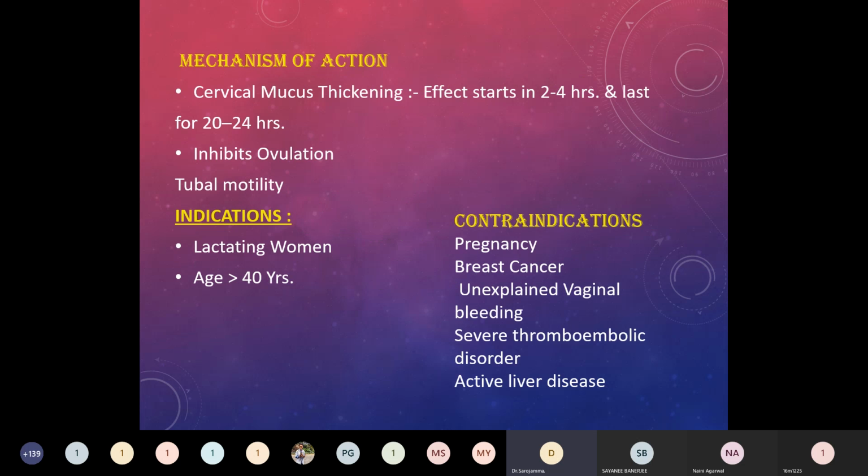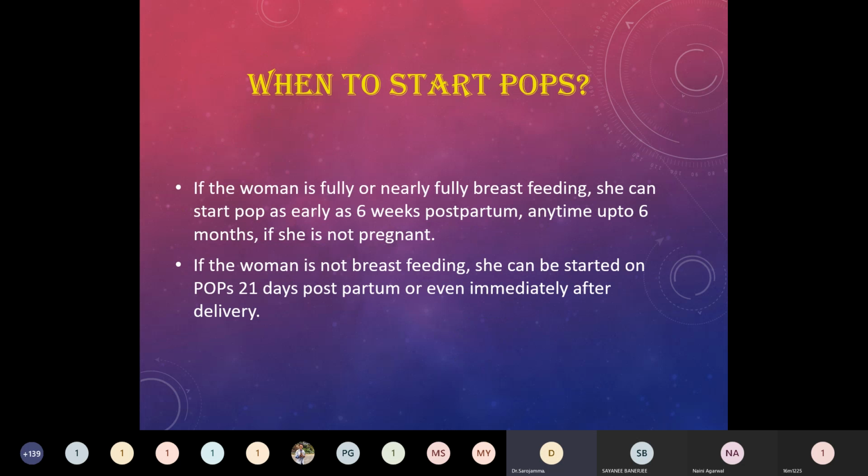Contraindications are when the woman is pregnant, and breastfeeding in the early period, definitely. With unexplained vaginal bleeding we cannot advise it, and with a history of thromboembolic disorders, active liver disorders, or disease with cirrhosis, we are definitely not going to give it. So when to start POP?